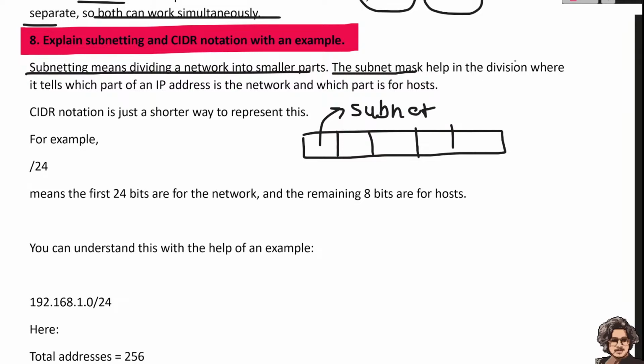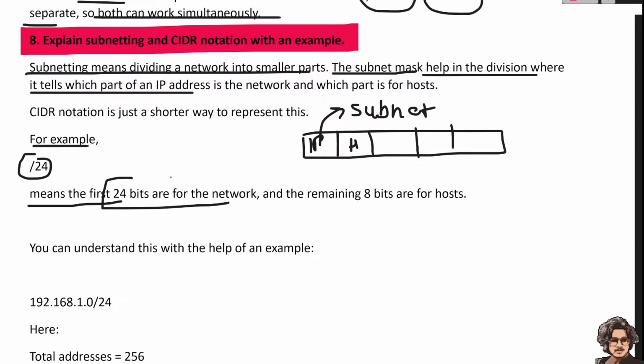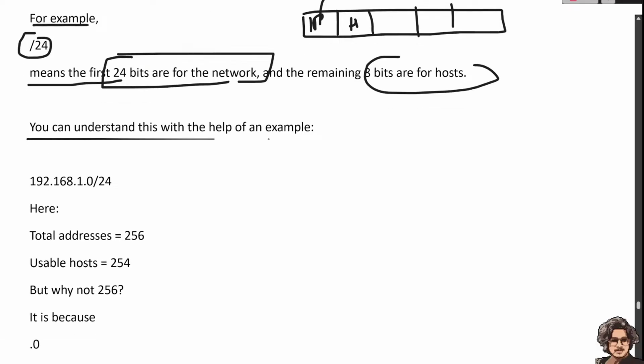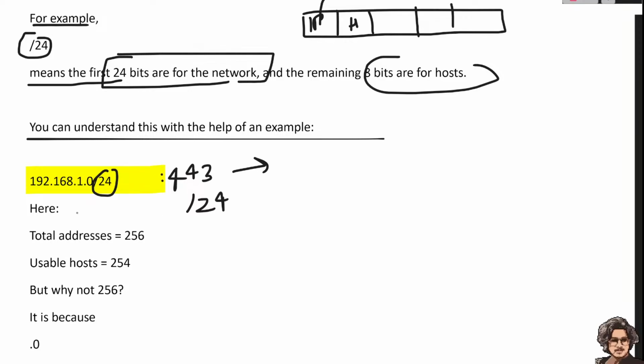A subnet tells which part of the IP address is the network and which part is the host. For example, if we use /24, the first 24 bits are for the network and 8 bits remain for the host. So if someone writes this IP with /24, it means this division, not a port number.